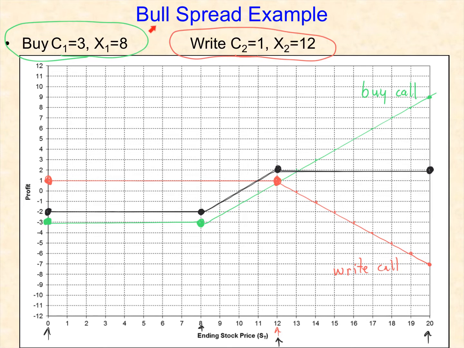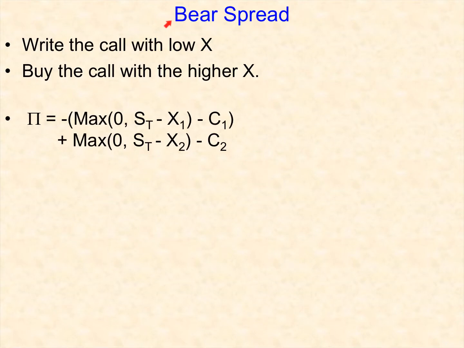We can indeed see that this is a bullish strategy. It profits when stock prices are high and loses when stock prices are low. Note also that because it is a spread, it limits both our losses and our gains. Next, we will examine a bear spread.